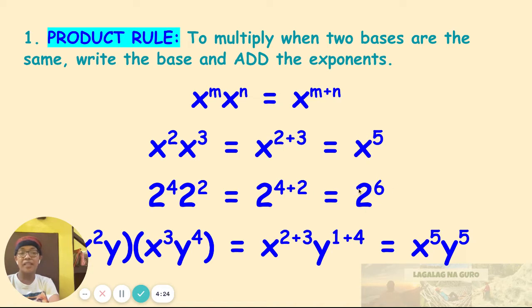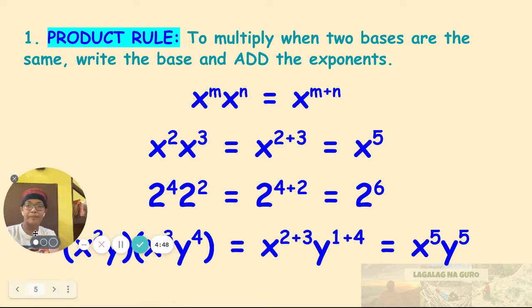2 to the 6 is your answer already, but you can further simplify this by multiplying 2 6 times. Okay? Not 2 times 6, but multiplying 2 6 times. So 2 times 2 times 2 times 2 times 2 times 2. 2 times 2 is 4, times 2 is 8, times 2 is 16, times 2 is 32, and times 2 is 64. So 2 to the 6 is equal to 64.